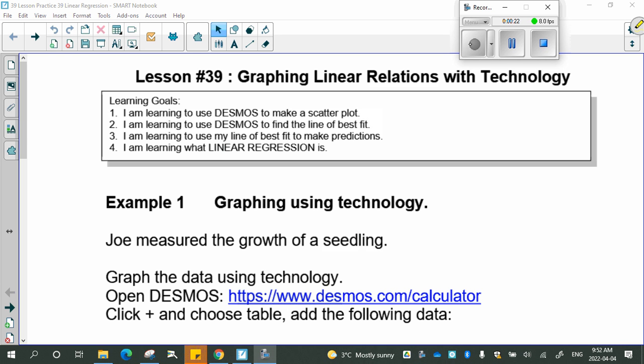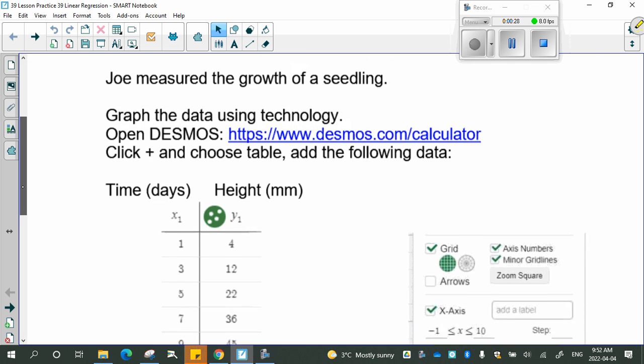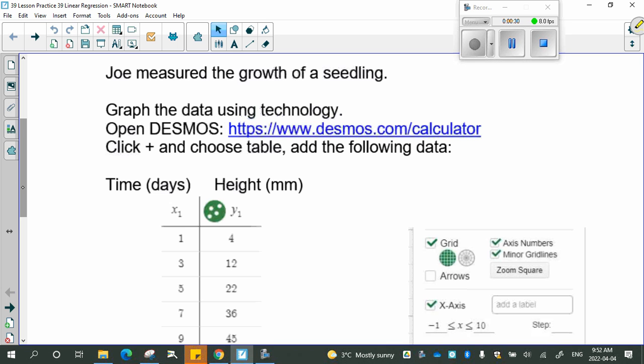So, here's our first example. Joe measures the growth of a seedling. Graph the data using technology. So, we're going to now enter that data into Desmos, and I'm going to show you how to do it.